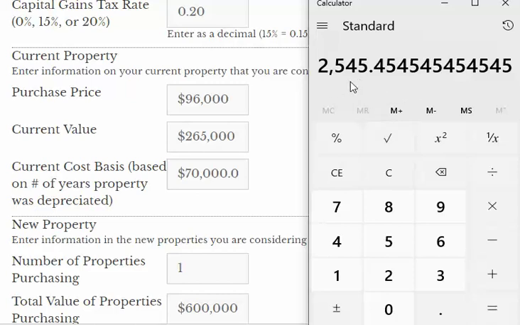And then you would save that times whatever your tax bracket is, basically. But what happens is you have to recapture this depreciation when you sell. So it's not just free tax money.